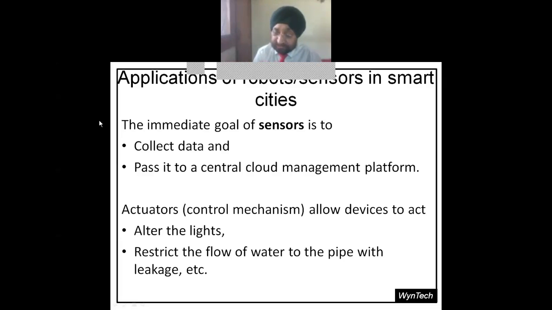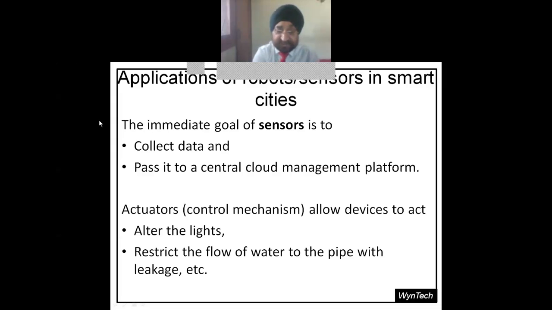Sensors are sensors only, but there are special sensors which are called actuators. They take decisions also. For example, if there is a flood, the water gate or the gate of a canal should stop or lift up, whatever it is. So actuators are the electronic devices which take action also, right? So that is the difference between actuators and sensors. Now you know the thing.